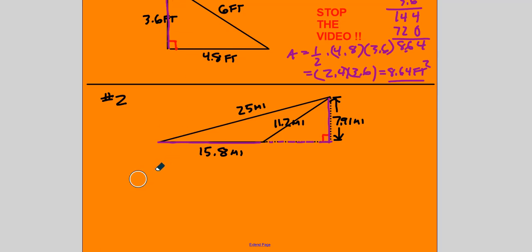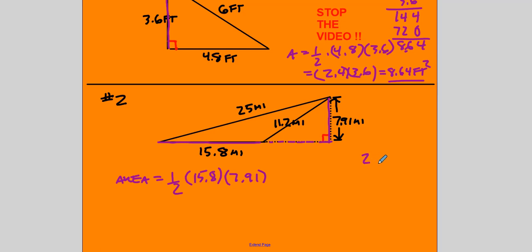And by the way, I'm going to stop the video for a second, let you work on that. So this is my base, this is my height. Alright, I'm going to do the area first on this one. So the area is 1/2 the base, which is 15.8, times 7.91. I'm going to do half of 15.8.